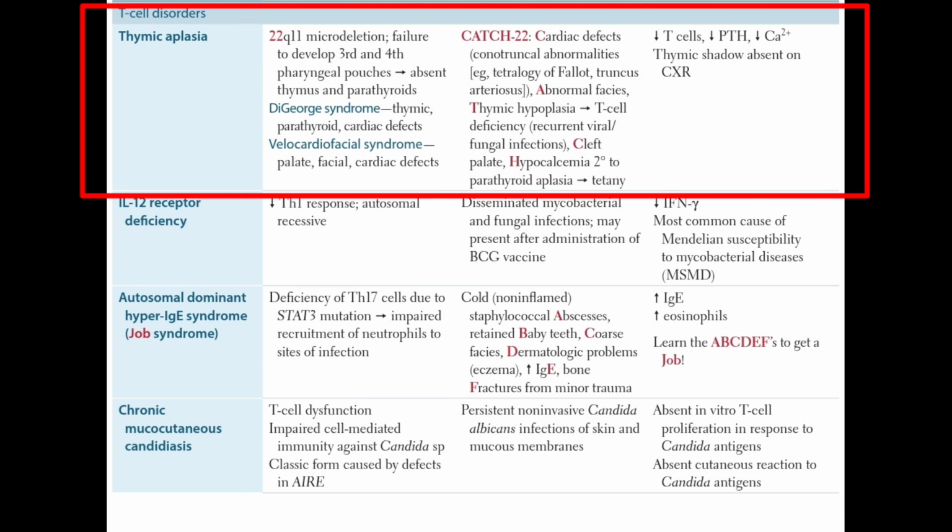There are mainly 2 syndromes that occur in thymic aplasia, that is DiGeorge syndrome and velocardiofacial syndrome. In DiGeorge syndrome, we see the thymic, parathyroid and cardiac defects, whereas in velocardiofacial syndrome, we see the palatal, facial and cardiac defects.